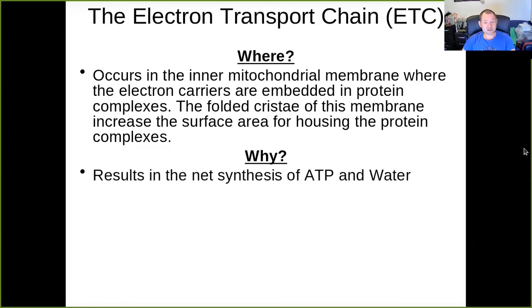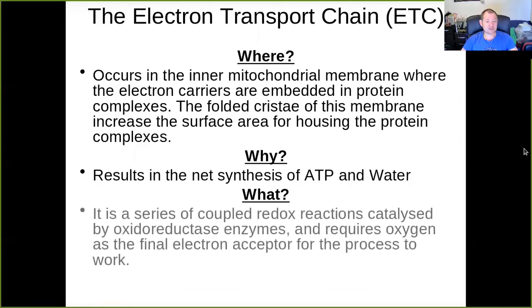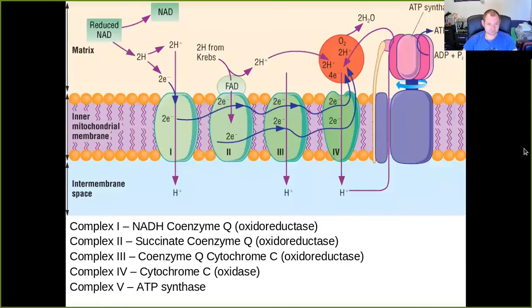It results in the net synthesis of ATP and water. It's a series of coupled redox reactions. That means reduction, oxidation, reduction, oxidation. One molecule is reduced, another is oxidized. Again. So, coupled redox reactions catalyzed by oxidoreductase enzymes, and it requires oxygen as the final electron acceptor for the process to work. That'll make more sense when I get to it.